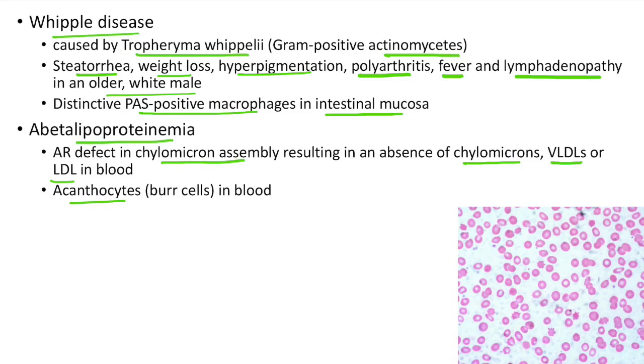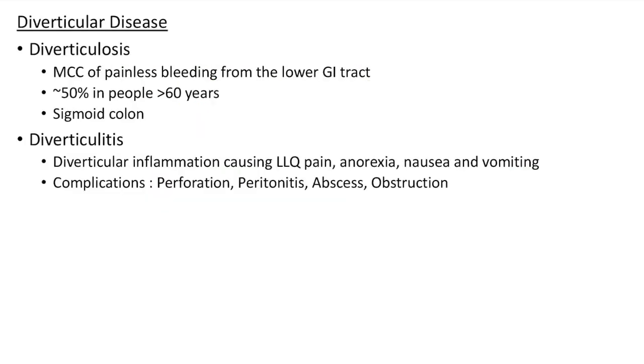There will be acanthocytes or Burr cells in peripheral blood smear in case of abetalipoproteinemia. This picture shows Burr cell seen in a case of abetalipoproteinemia. And let us see about diverticular disease.